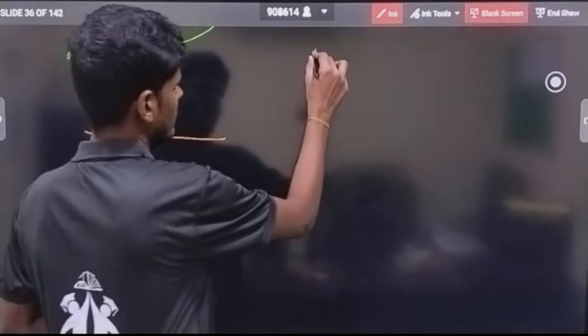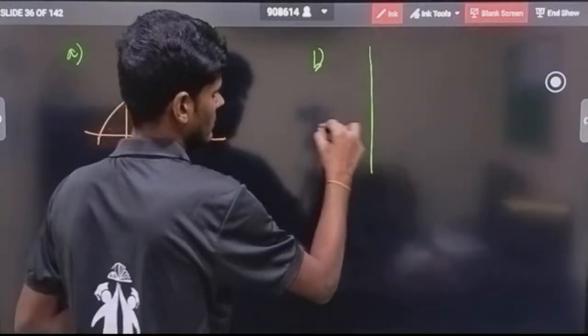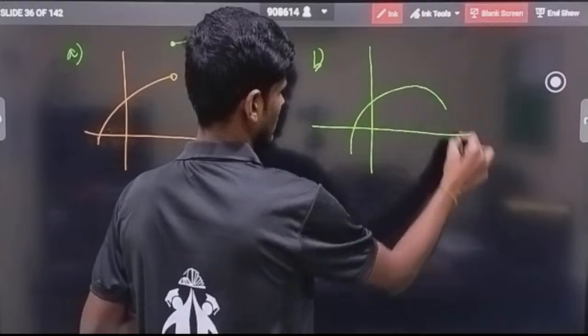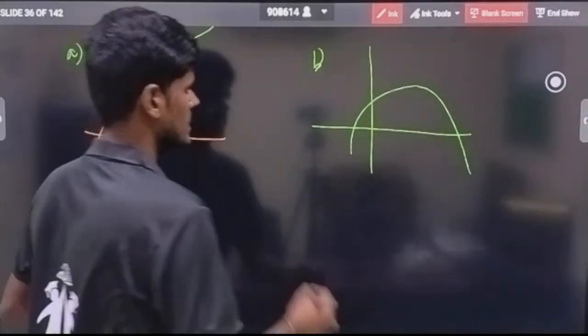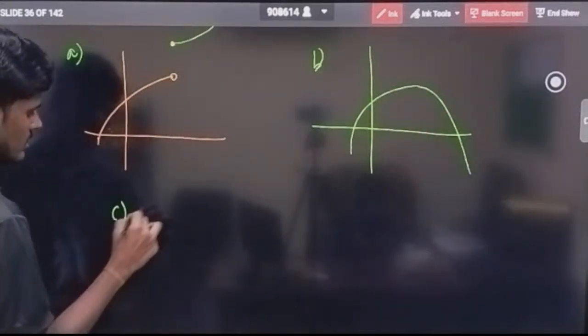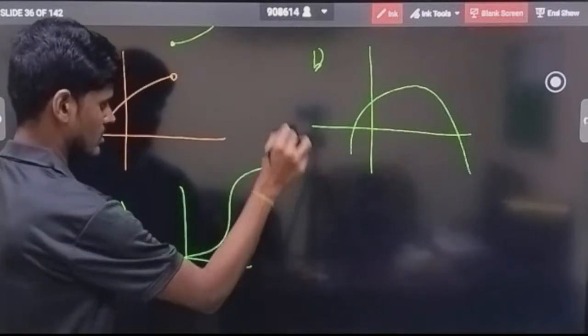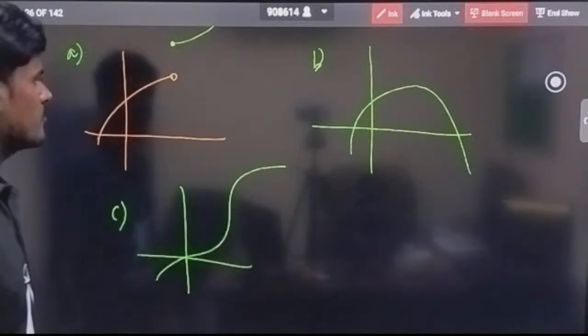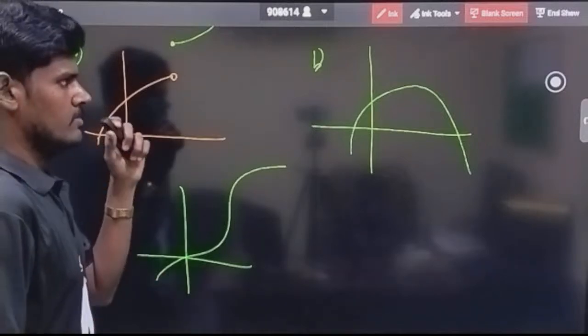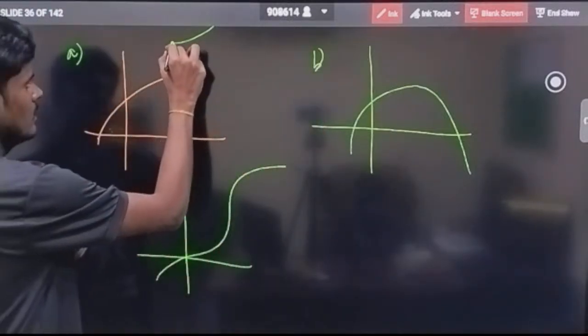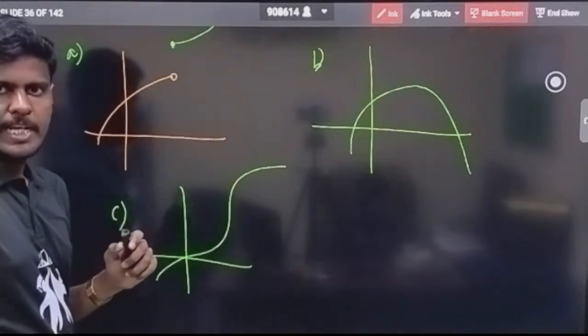Any arbitrary function. This is the first type. This is the second type of function. This is the third type of function. Now when we observe these three types, what is the left hand and right hand derivative?